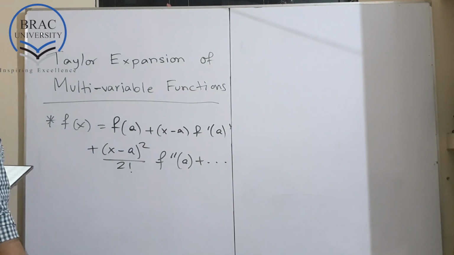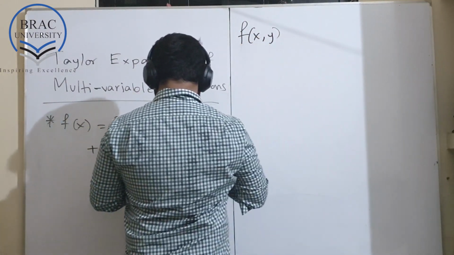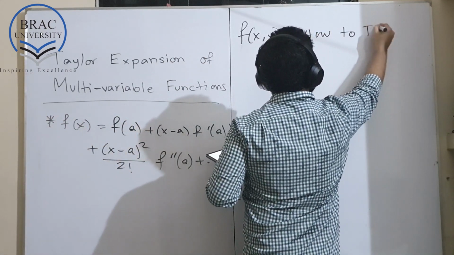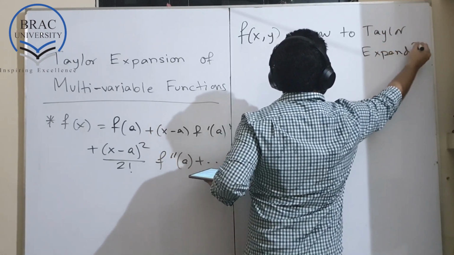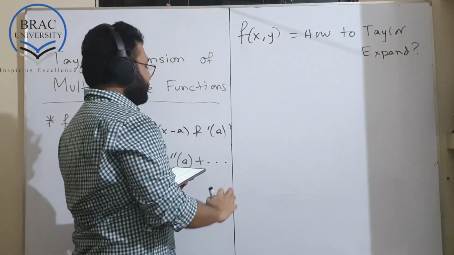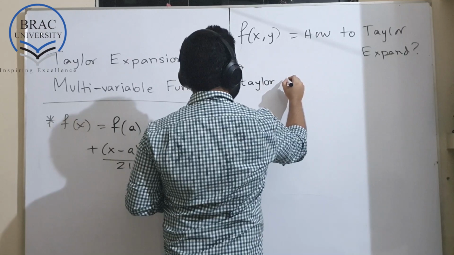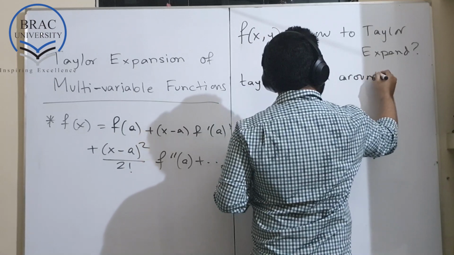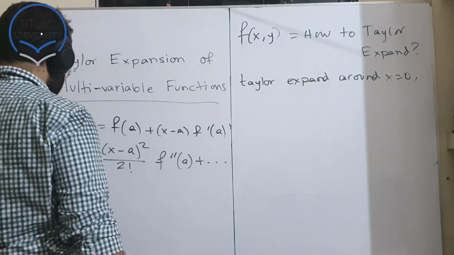Now, what shall we do for a function of two variables? How to Taylor expand this? So for ease, let's consider we will Taylor expand around x equals 0, which is basically the Maclaurin series, or the Maclaurin expansion.